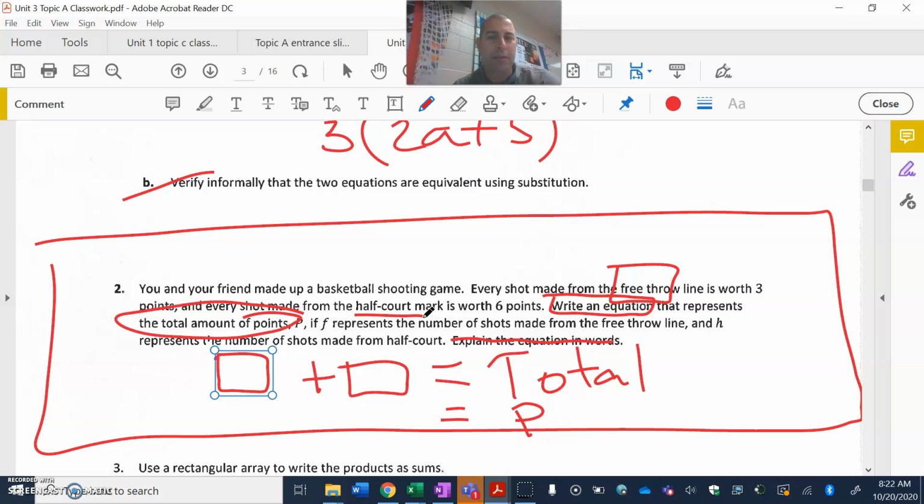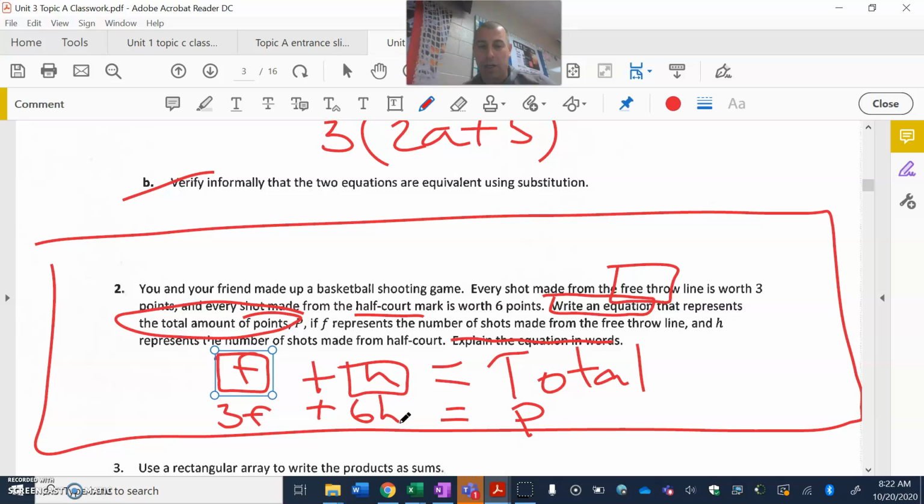But wait, how much is a free throw shot worth? It's worth how many points? Yeah, free throw is worth 3, they're saying. So it's 3F. And then we have to add it on to the half court shots. But wait, how much is the half court worth there? Yeah, 6. So yeah, we like this.